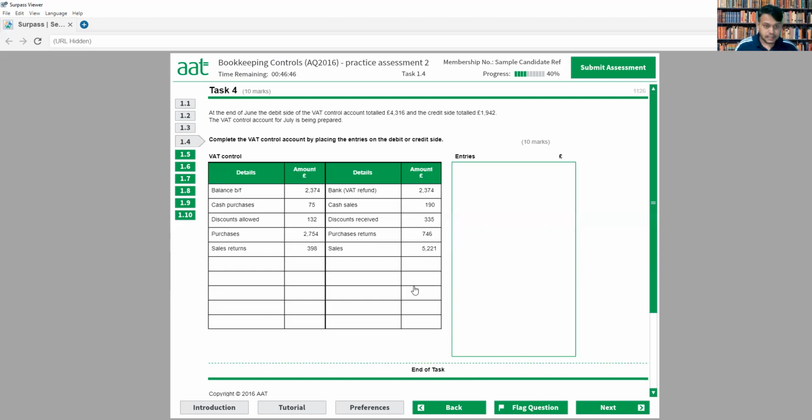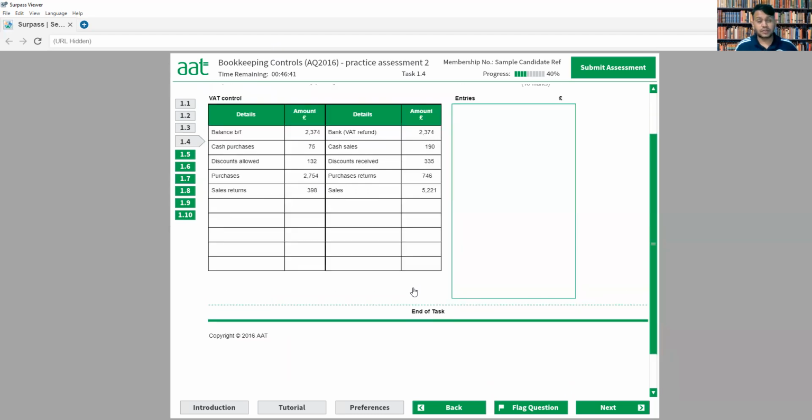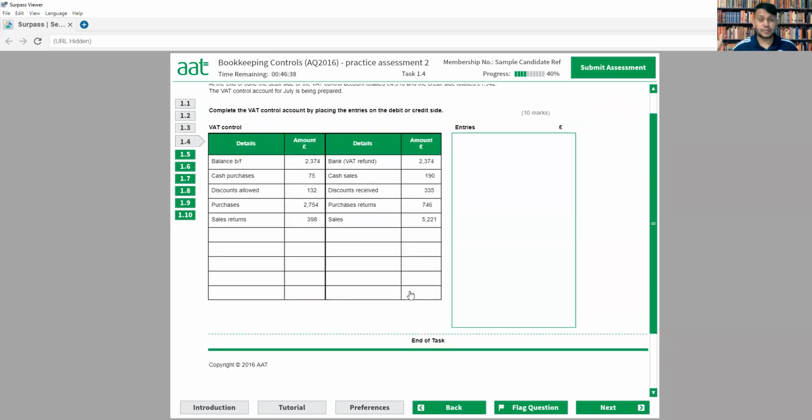I think that's it, that is our VAT control account. So it's not a very difficult one. All you have to know is if the liability increases, if we have to pay, it goes on the credit side, and if it reduces the liability, or you can claim the VAT from HMRC, it goes on the debit side.